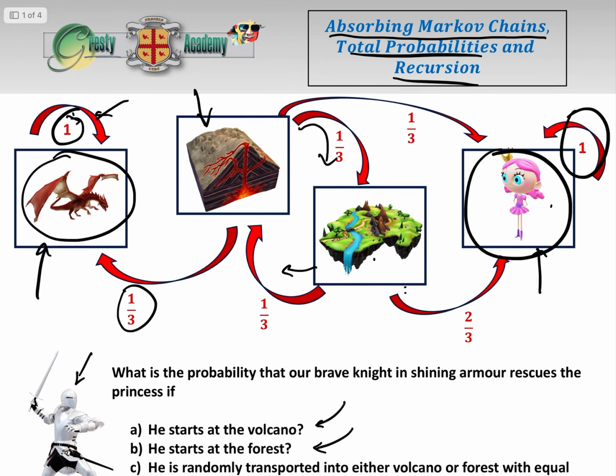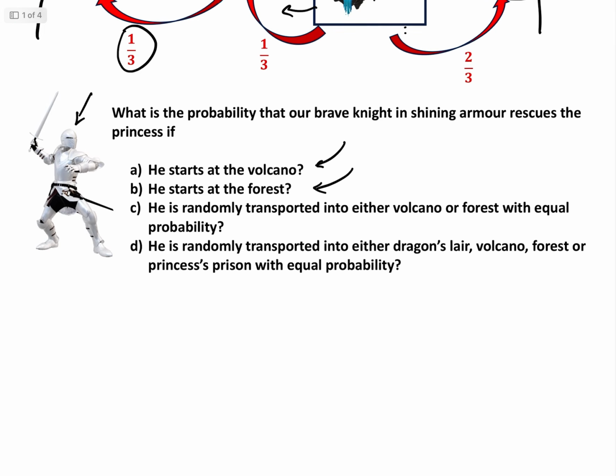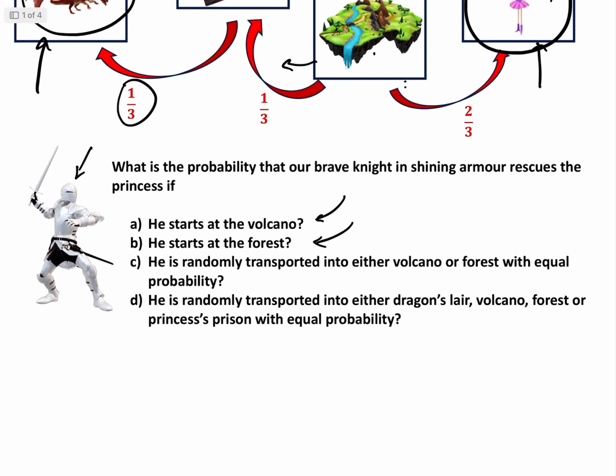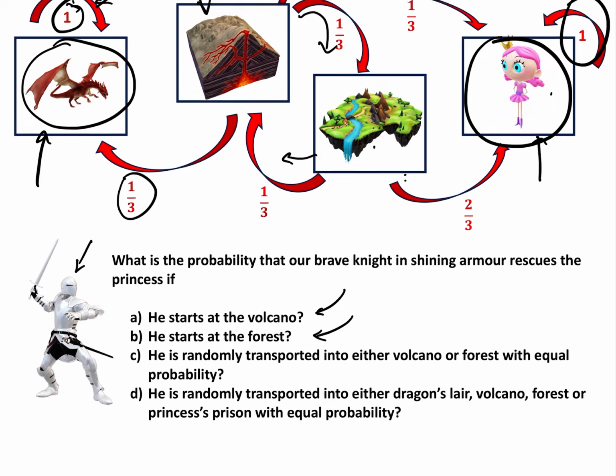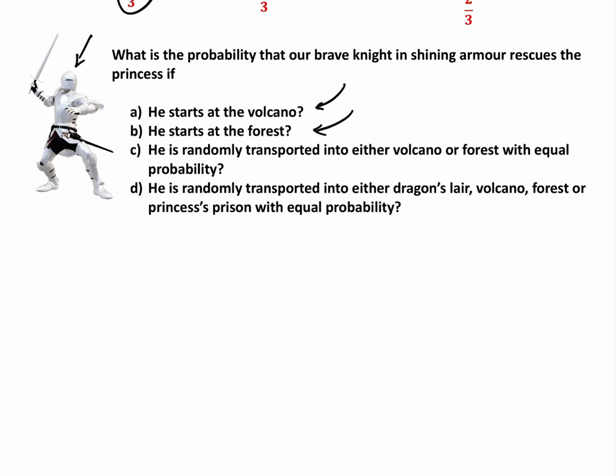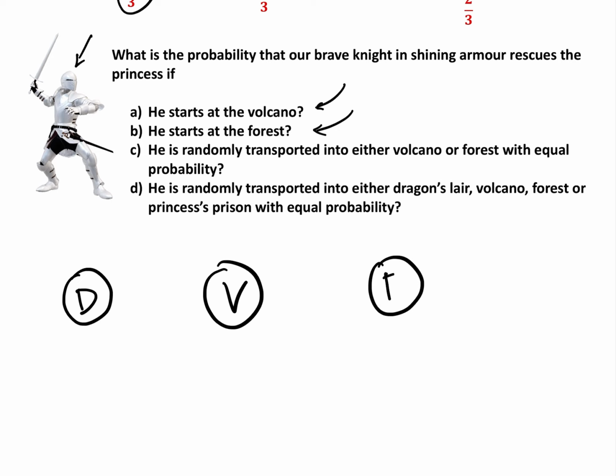Okay, so that's basically the fun part, although hopefully the rest of it is fun as well. So let's have a look at the states. We have the state D, which is the dragon. We have the state V, which is the volcano. We have the state F, which is the forest. And we have the state P, which is the princess. And let's draw them in.